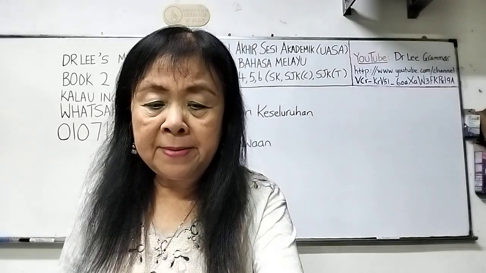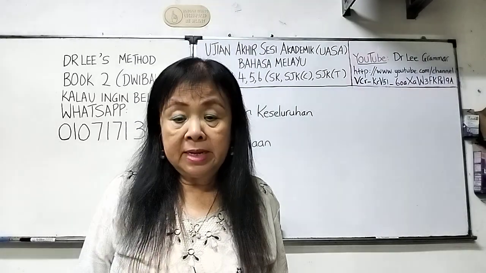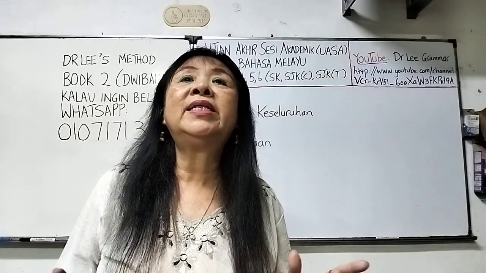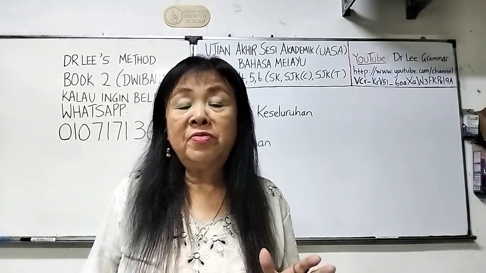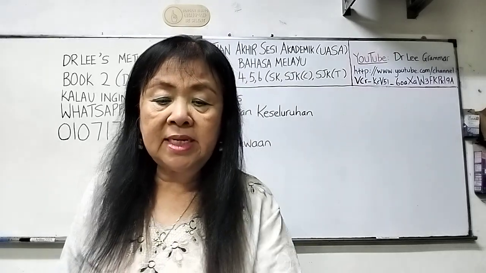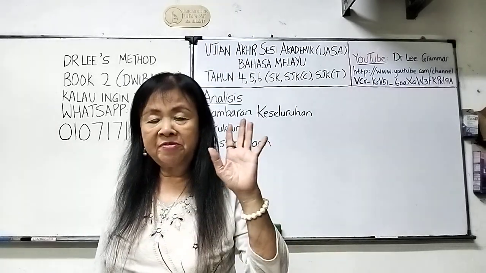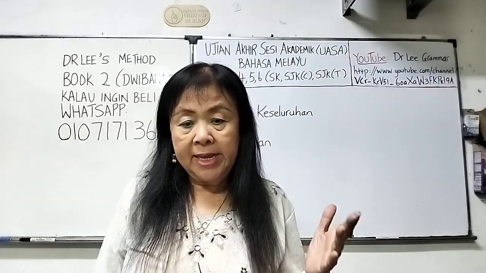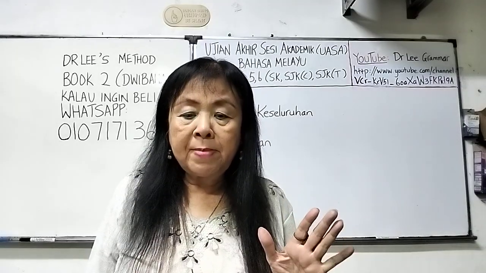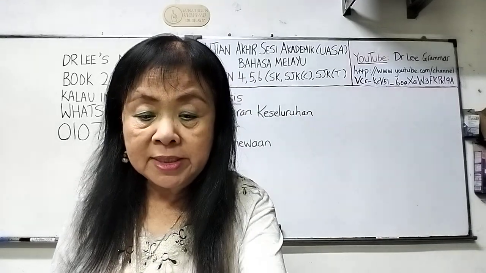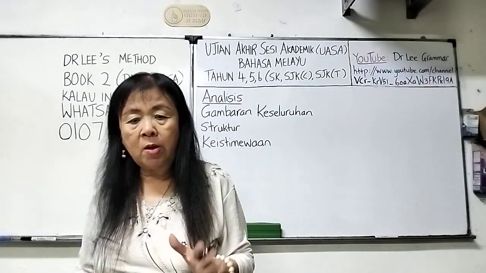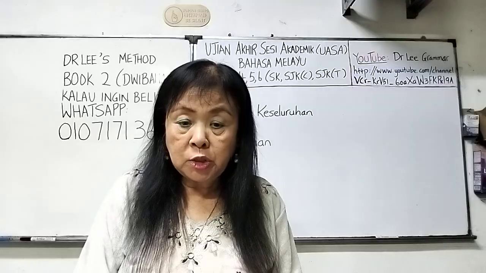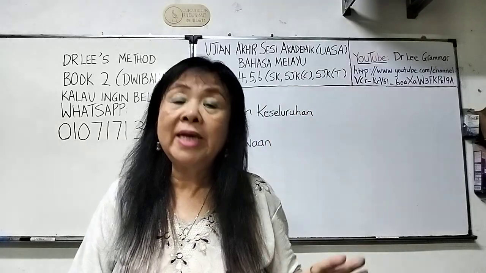So we know that for the Uasa BM paper format for SK, SJKC and SJKT, the time allocated is 1 hour 15 minutes and the total marks is 50. We have 4 parts altogether. In Bahasa Melayu, we say Bahagian A or Part A, 10 marks, which consists of multiple choice questions or objective questions. And it focuses on grammar and reading comprehension, but this is on the objective side.